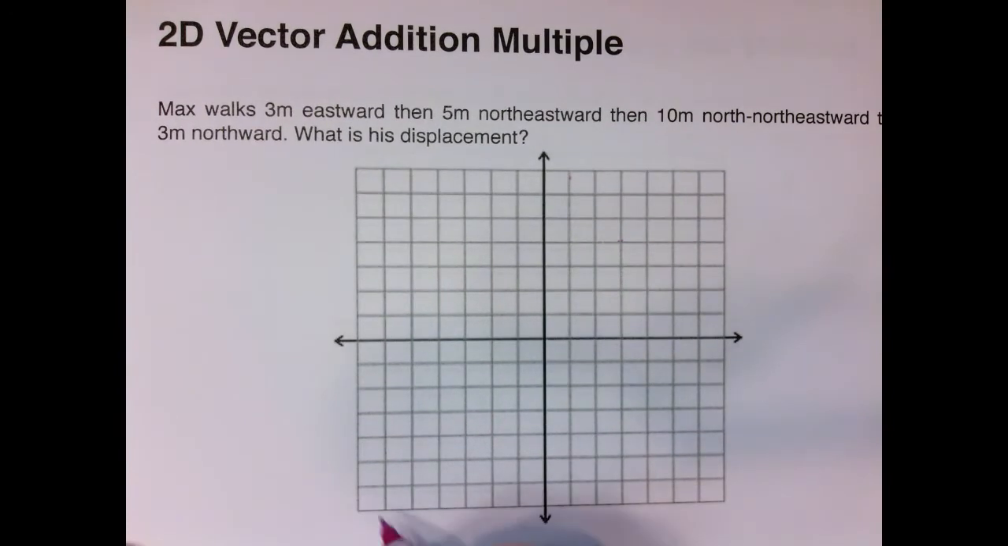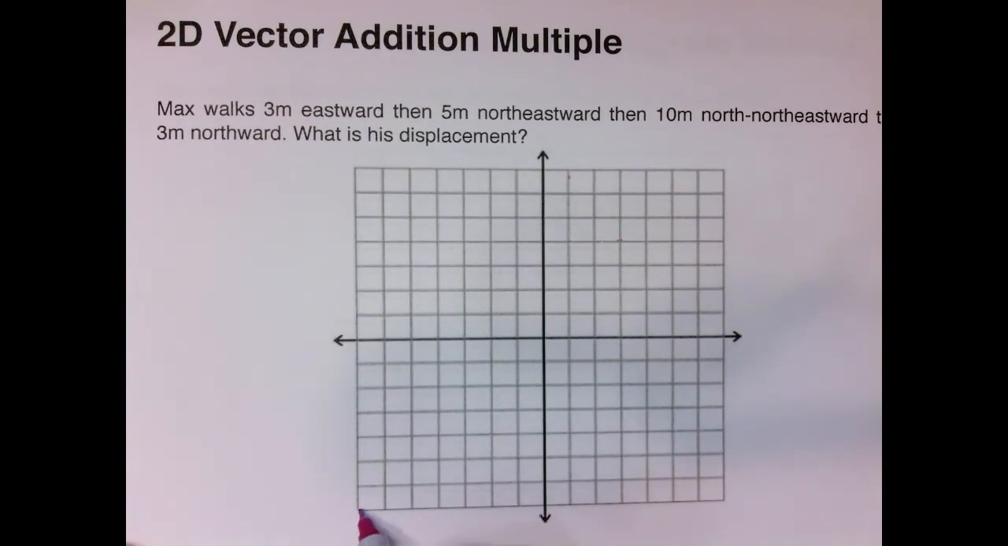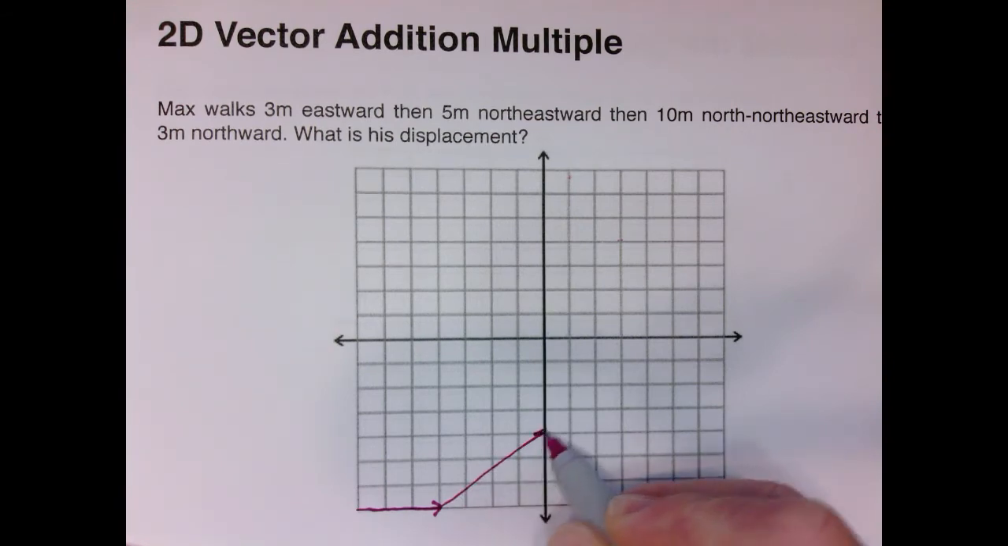So let's start with Max down here. I'll start him away in this particular area. He's going to go 3 meters eastward, then 5 meters northeastward. Now, I haven't specified the direction here, and you'll see why shortly, but here's the first vector. And so it's 5 meters northeastward, which I'm going to draw like that.